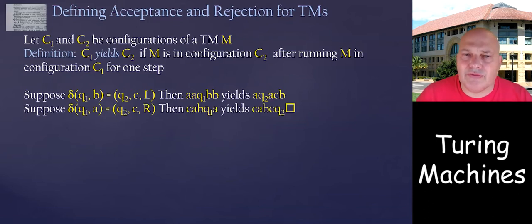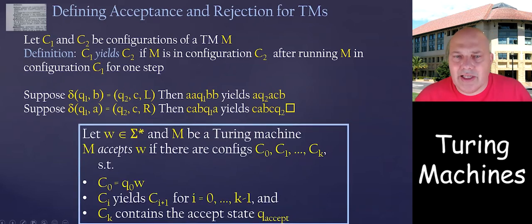Another example, if from Q1 on A, you move to Q2, write C and move to the right, then when you're here, meaning that the machine is in Q1 looking at A, and A is the last symbol, then what you're going to do is replace this A with a C, and you're going to move to the right. So now Q2 is pointing at an empty cell. So to be explicit, we are going to add the empty cell here. Q2 is pointing to the empty cell just to the right of the entire sequence.